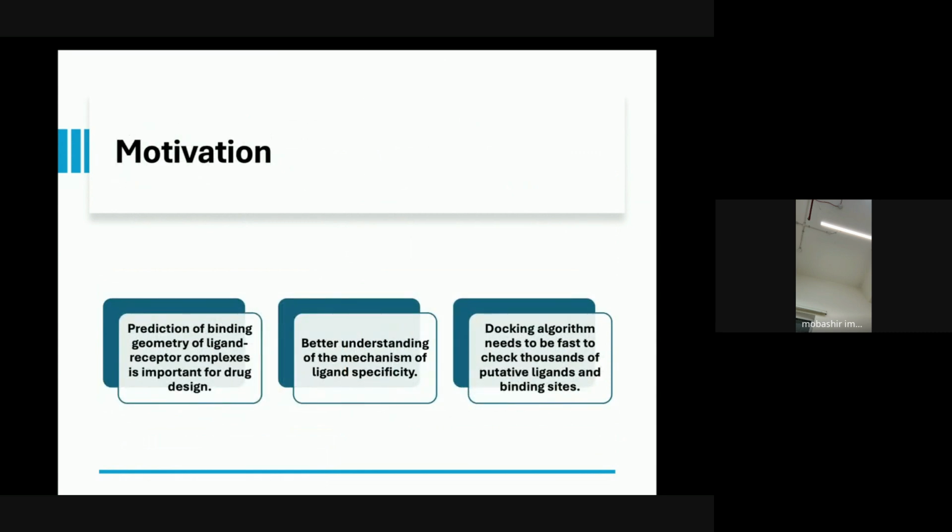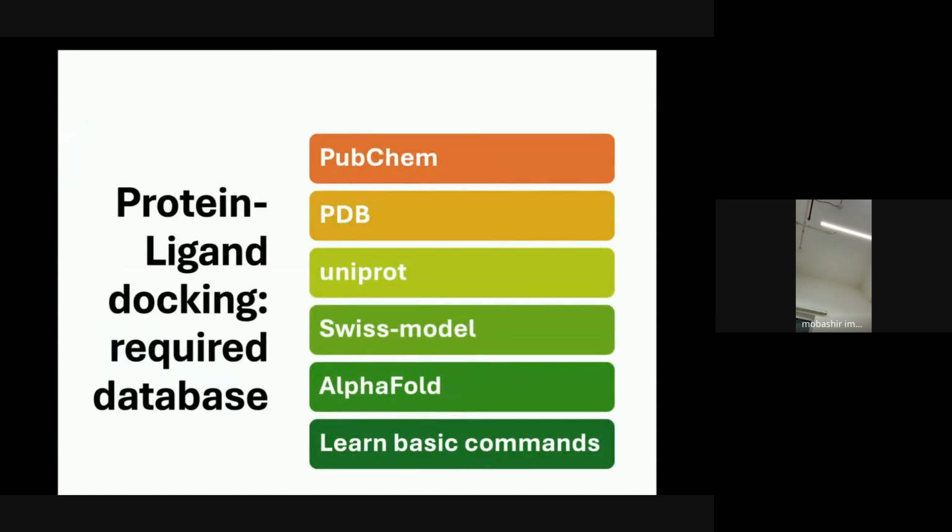The motivation behind the development of a docking tool or approach is to predict the binding geometry of the ligand receptor complexes, which is important for drug design and a better understanding of the mechanism of ligand specificity. A docking algorithm needs to be fast and accurate to check thousands of mutating ligands and binding sites or binding groups.